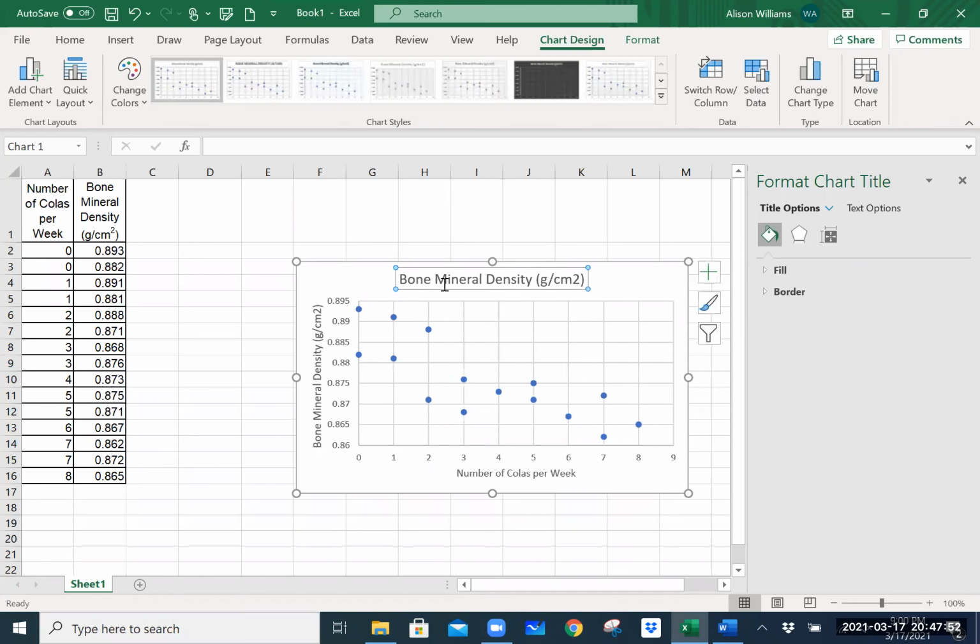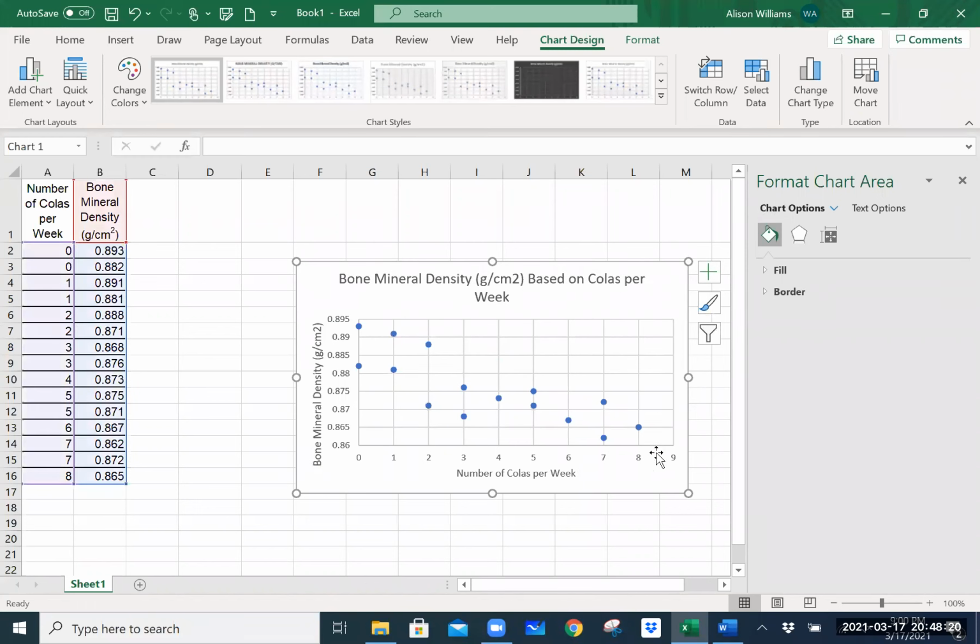And then I probably titled this graph bone mineral density based on colas consumed. Based on, I don't want that in the parentheses. Colas per week. There we go. You might even refer to whatever the study is called, but there we go.